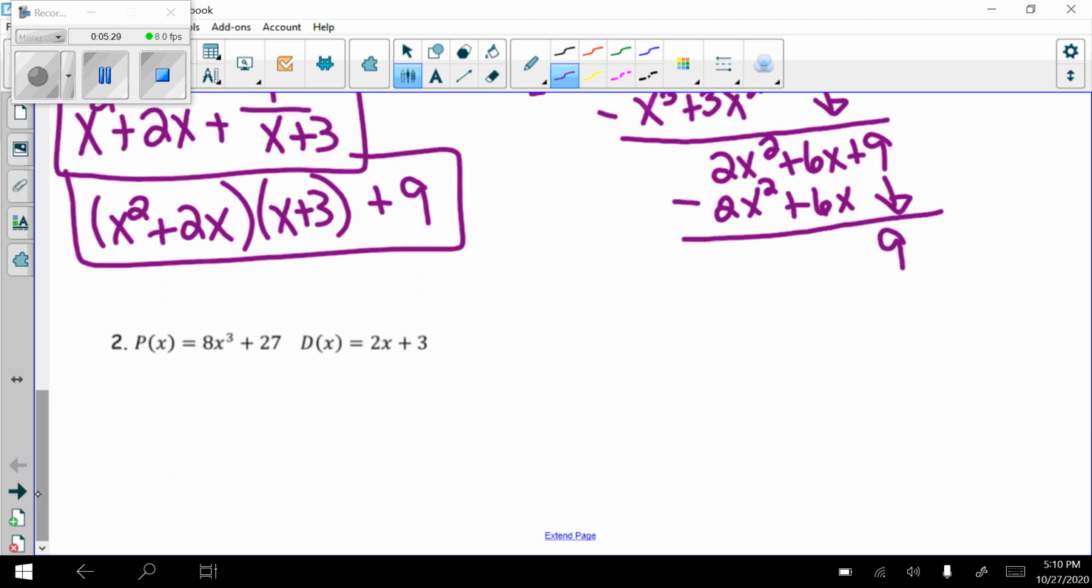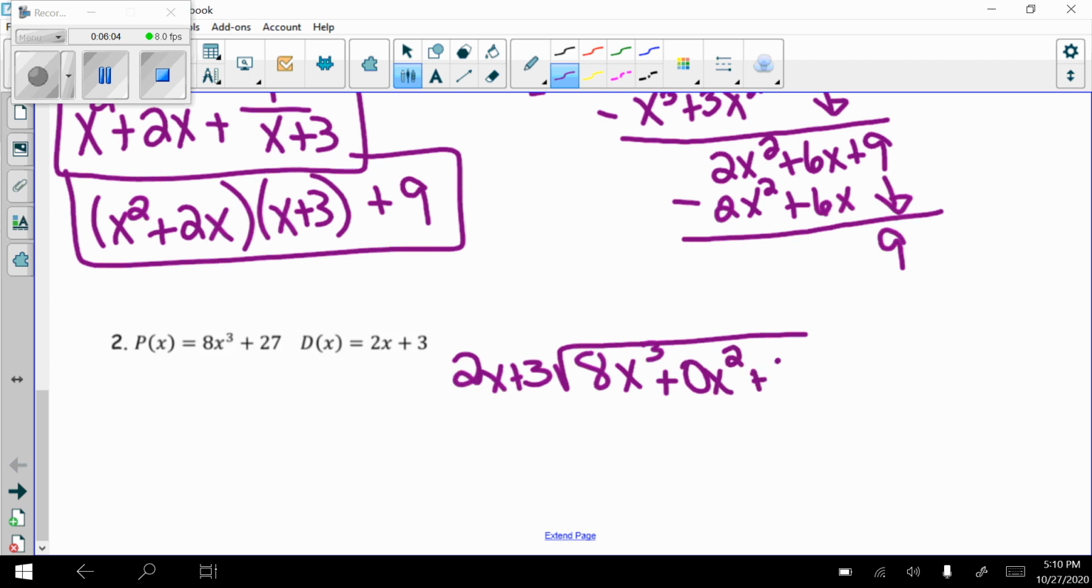So example number 2, 8x cubed plus 27. The d of x is 2x plus 3. So my divisor is 2x plus 3, so 2x plus 3 on the outside. Dividend 8x cubed. Notice that I go from an x cubed straight to my constant. Remember that any time you are missing any of your variable terms, you want to put a 0 in for a placeholder. So I don't have any x squared, so I'm going to put plus 0x squared. I don't have any x's, so I'm going to put plus 0x, and finally my plus 27. So don't forget your placeholders.